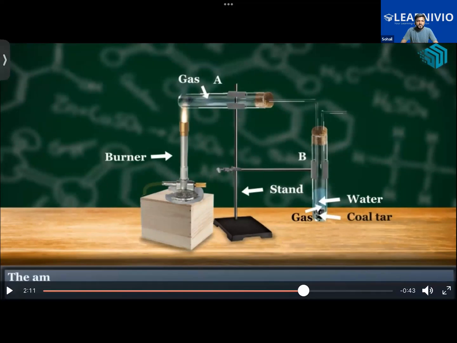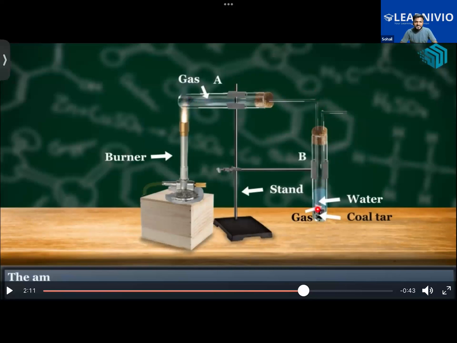So far in the animation, what we saw is that this sample of coal in test tube A is being burned in the absence of oxygen, in the absence of air. While it is being heated, a gas will be coming out of it. The gas will pass through this bent tube, and this bent tube is dipped inside the water.